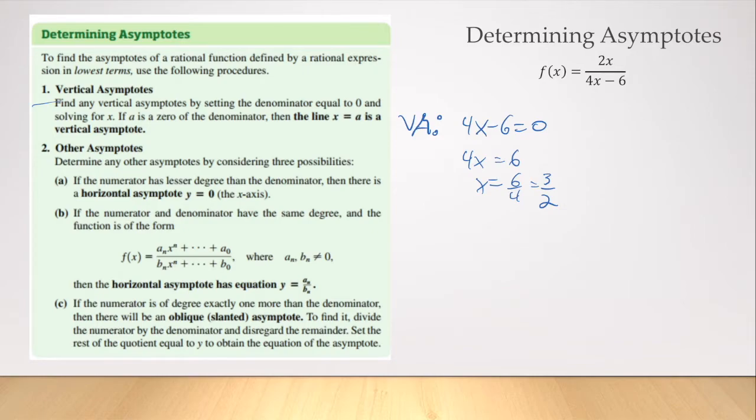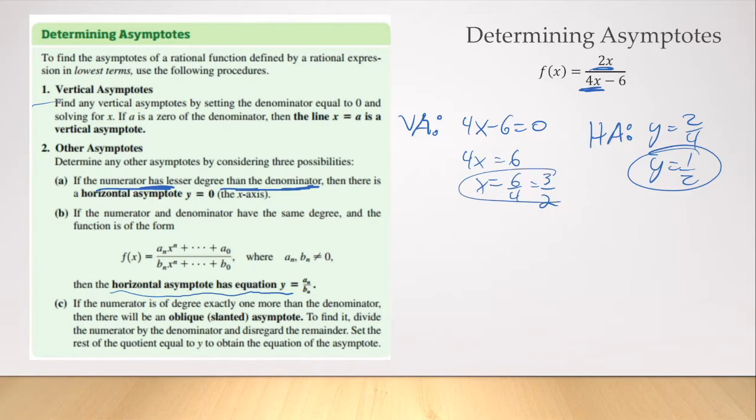I then go for my horizontal asymptotes. If my numerator is lesser degree than my denominator... well, my numerator and denominator are of the same degree. If the exponents are the same degree, that's when you divide constants. That's the EATS DC part of my friend's acronym. Horizontal asymptote is y equals a over b. So I have a horizontal asymptote at y equals 2/4, which is y equals 1/2. So that's my horizontal asymptote and my vertical asymptote.